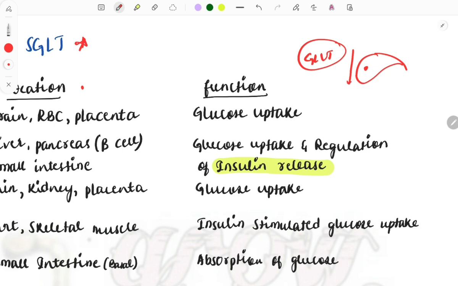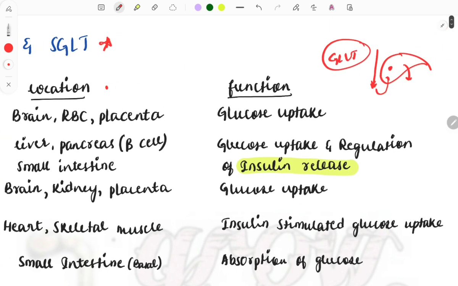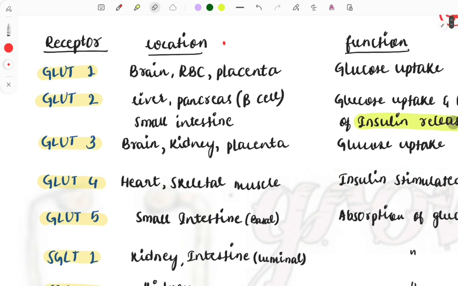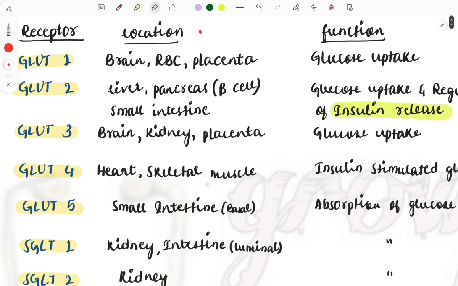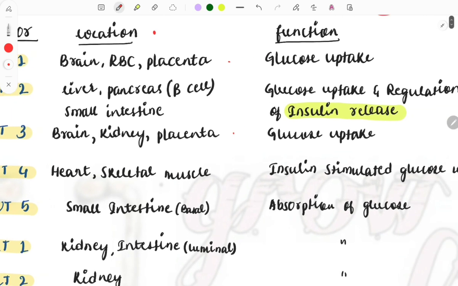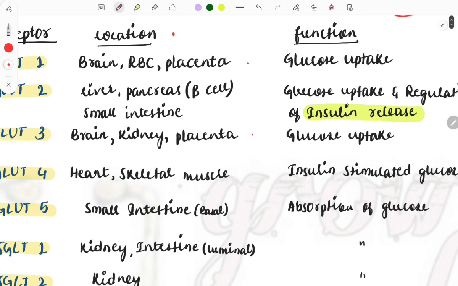So whenever we have food, where is insulin released from? It is released from the pancreas. Insulin regulates blood glucose, so whenever we eat our food, stimulation is sent to the pancreas, and from that the GLUT2 senses the amount of glucose present, and then it releases the insulin. So this one is insulin regulation; GLUT2 regulates the release. Then GLUT3 is present in the brain, kidney and placenta, same as the previous one. It also affects glucose uptake.